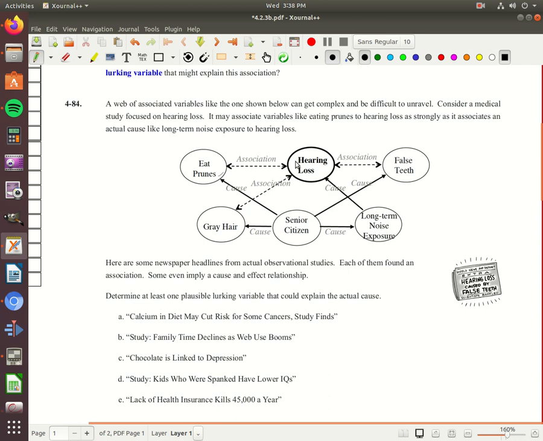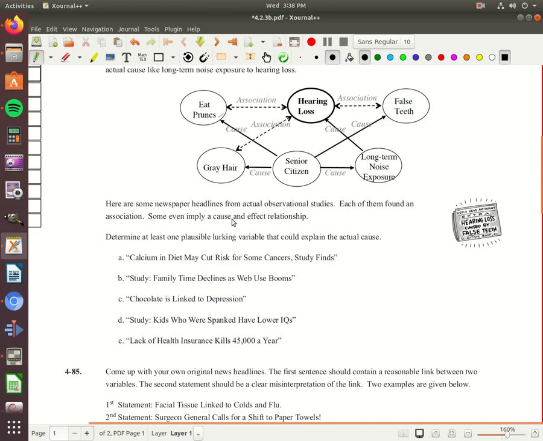Having false teeth doesn't cause hearing loss. They're just associated. And having gray hair doesn't necessarily cause hearing loss either, although there is a strong association, I think, for sure. But being a senior citizen does cause gray hair. I don't know that it causes long-term noise exposure. I was pretty well deaf by the age, I was early 20s. Senior citizen does often have a lot to do with false teeth and eating prunes.